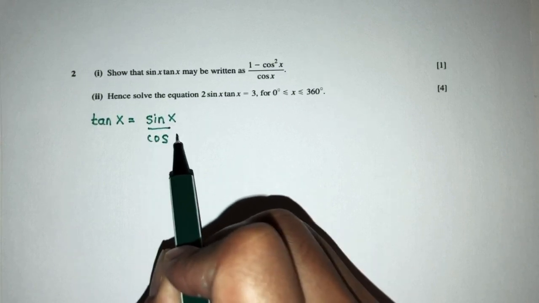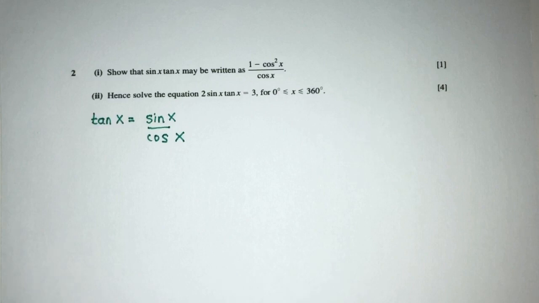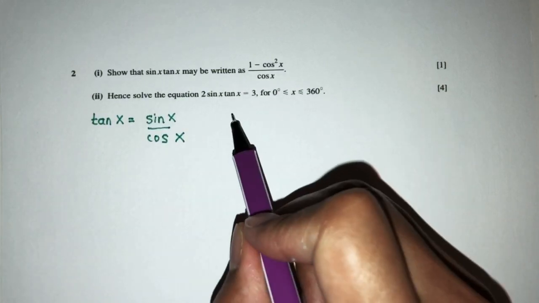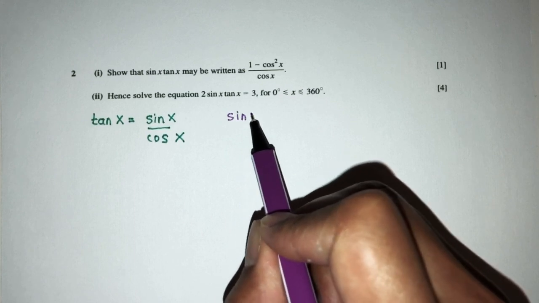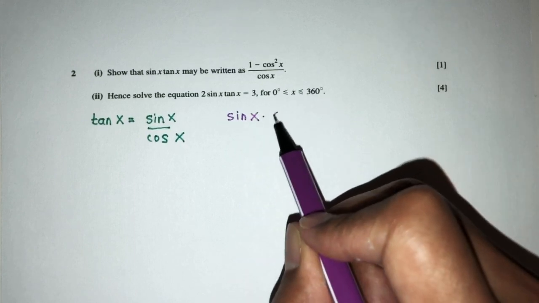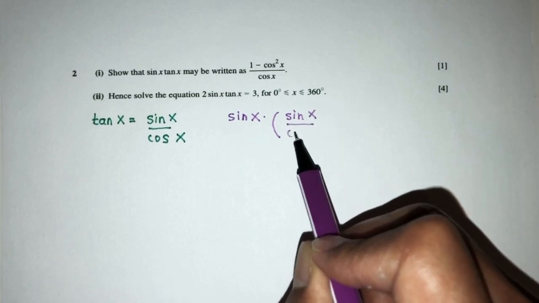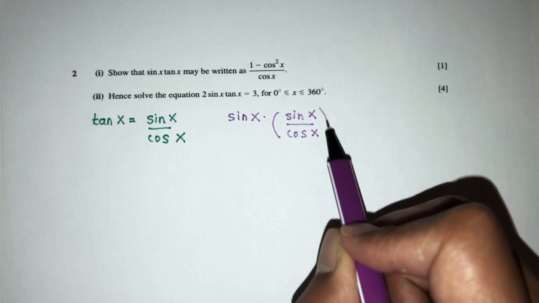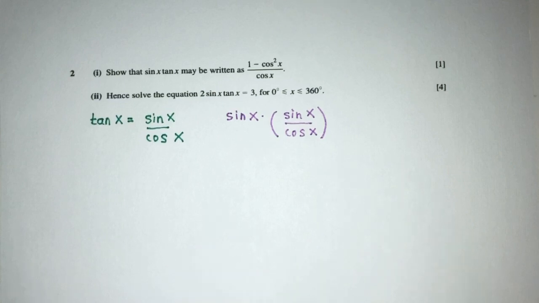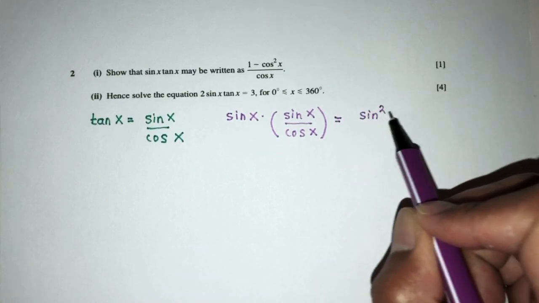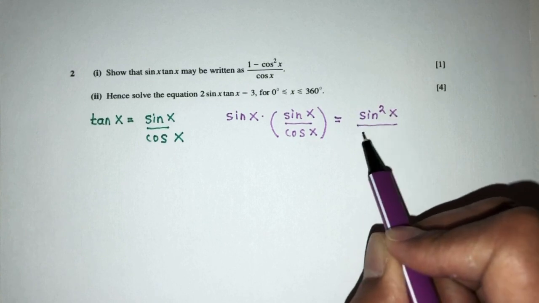Okay, so now we can use that to see what we can do. So replace this back in the main equation. So here we have sin x times tan x. Now we know tan x is also equal to sin x over cos x. Now simplify. Sin x times sin x will be sin squared x, right, over cos x.